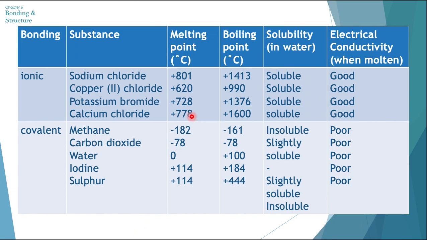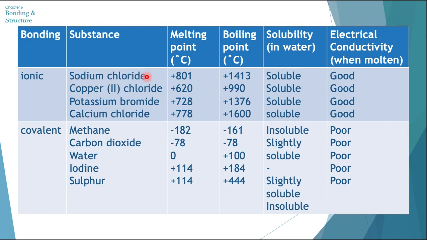Here we have this table of properties of all these substances, ionic and covalent. We have the substances with their melting and boiling points, their solubility in water, and their electrical conductivity when molten. Okay, so let's start with the ionic substances first.